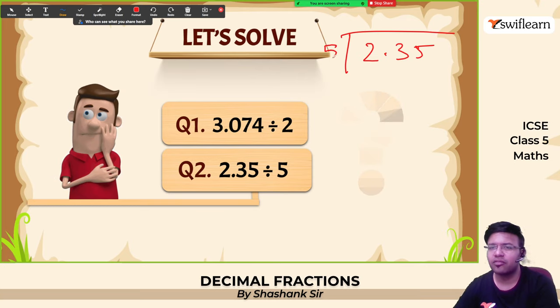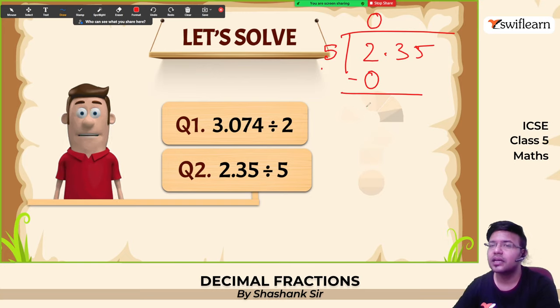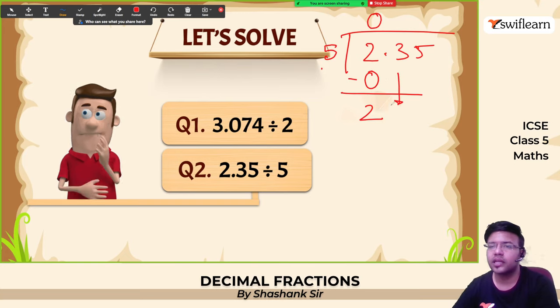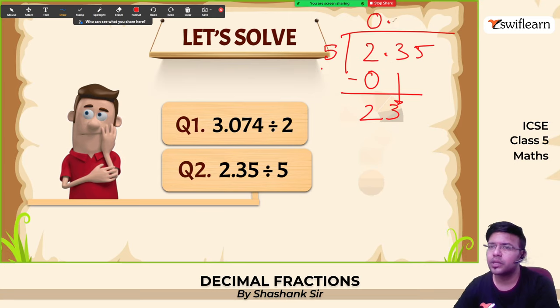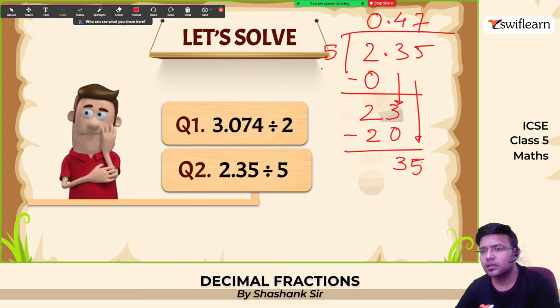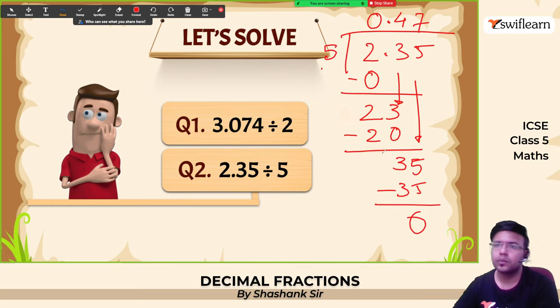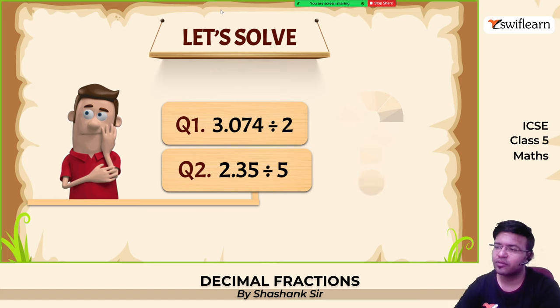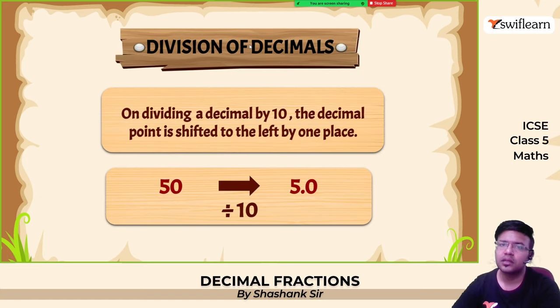2.35 divided by 5. Can I divide 2 by 5? 2 is smaller than 5. So I need to take 23. Since the decimal is there, 5 zeros are 0. Okay, we know 5 ones are 5. But do I have a smaller number? Yes, 5 zeros are 0. So remainder is 2. Take the next number down, 3. Since the decimal point is there, place this. 5 fours are 20. Remainder 3. 5 sevens are 35. 0. 0.47 is the answer.